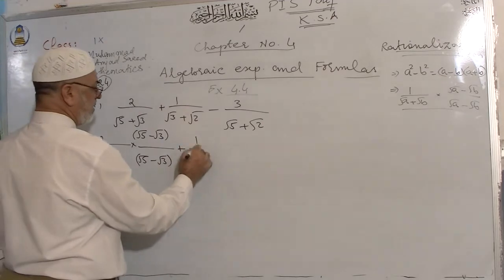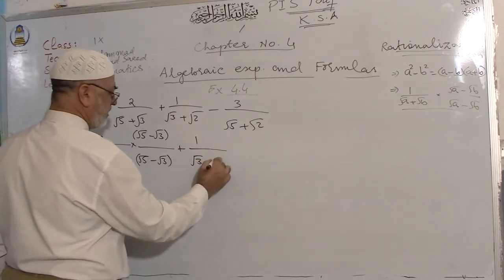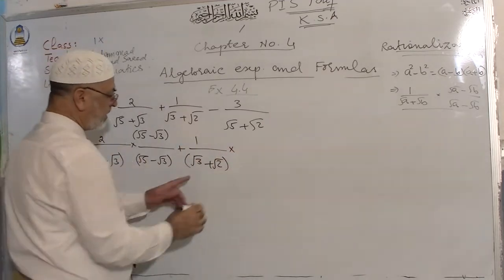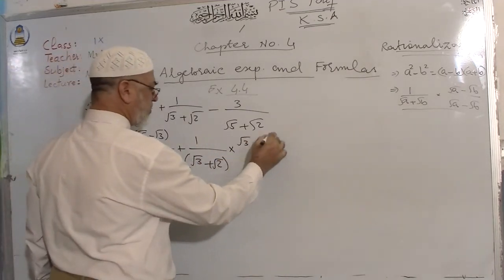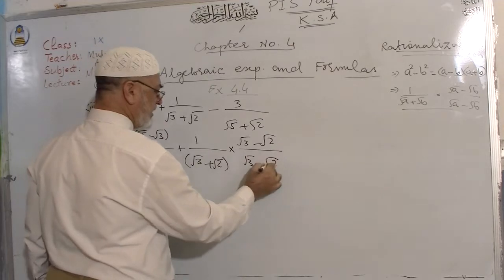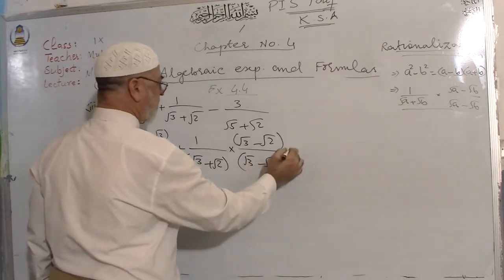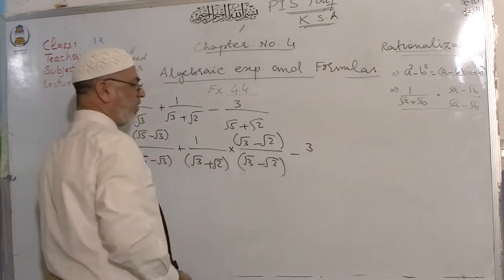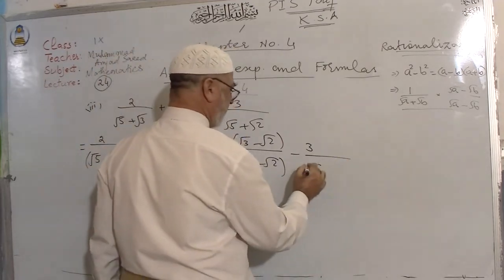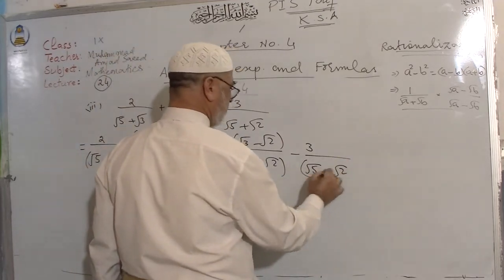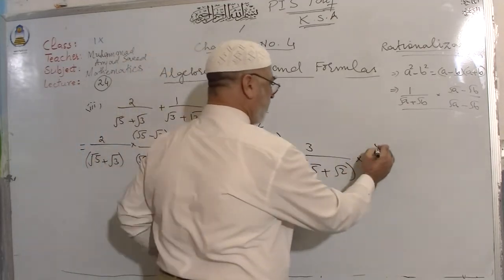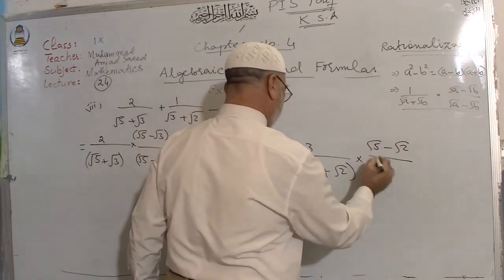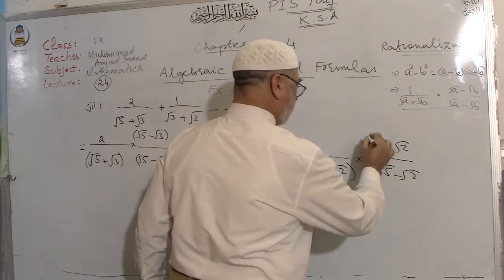Here is 1 over root 3 plus root 2. Multiply the conjugate above and below: root 3 minus root 2, root 3 minus root 2. In this way, minus 3 over root 5 plus root 2, multiplying above and below by the conjugate root 5 minus root 2, root 5 minus root 2.